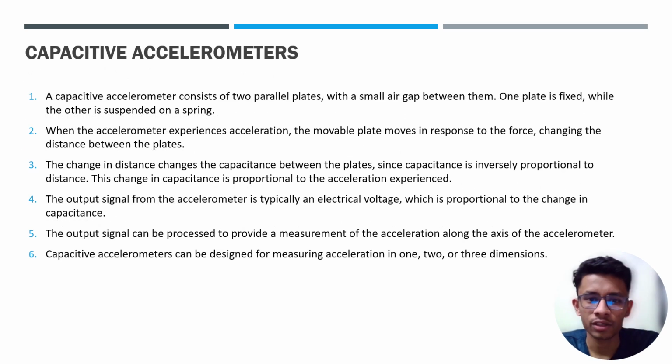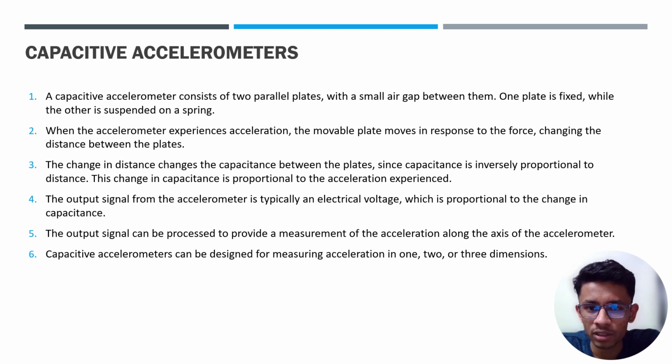A capacitive accelerometer comprises two parallel plates with a tiny air gap between them, wherein one plate remains stationary while the other is suspended on a spring. When an acceleration is experienced by the accelerometer, the movable plate moves due to the force, causing a change in the distance between the plates. This alteration in distance leads to a change in capacitance between the plates.